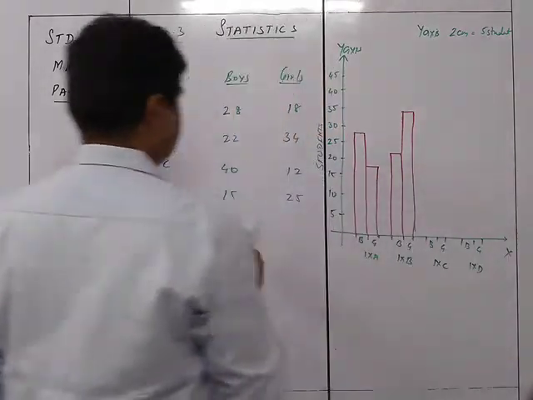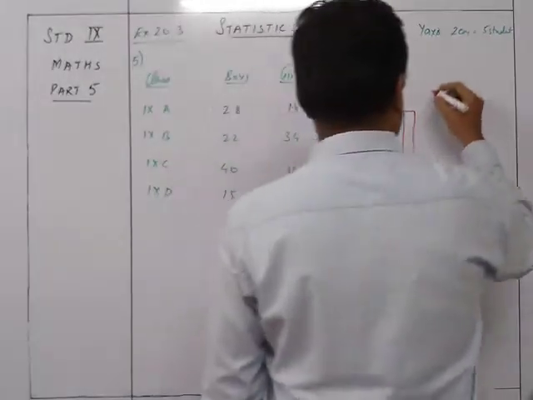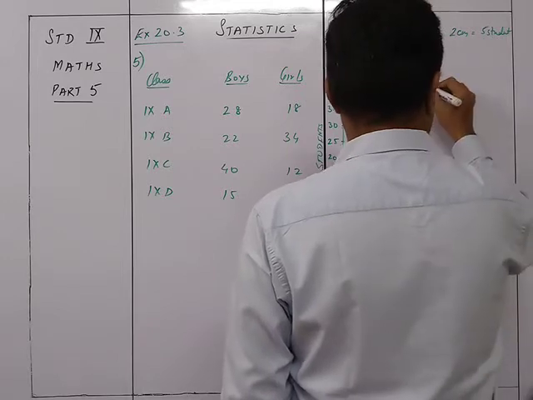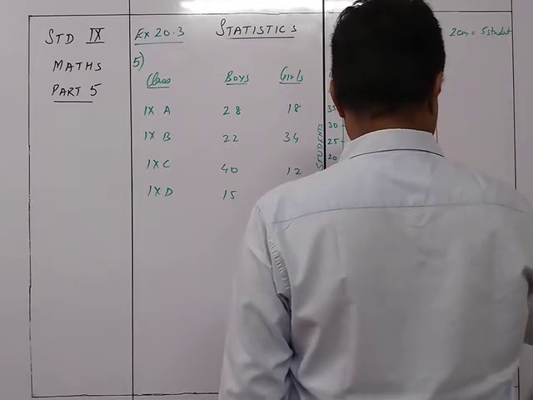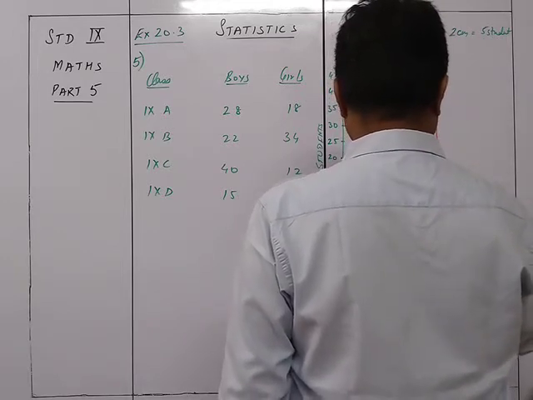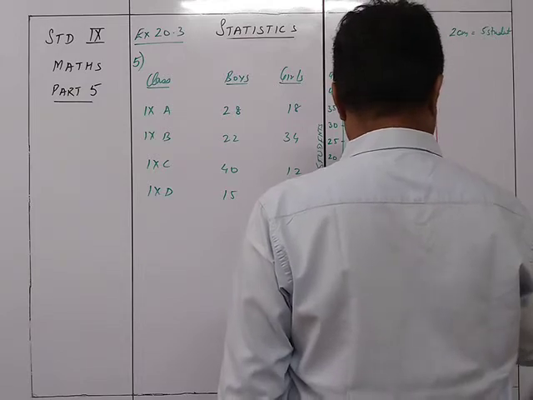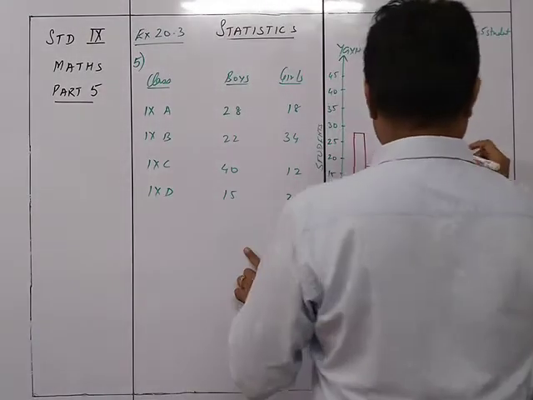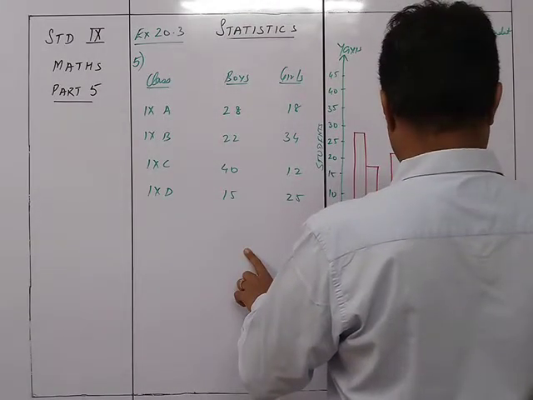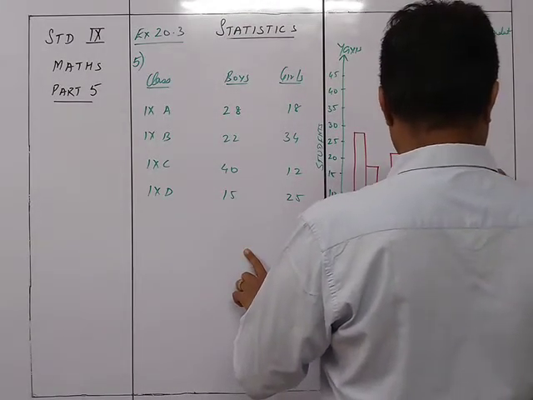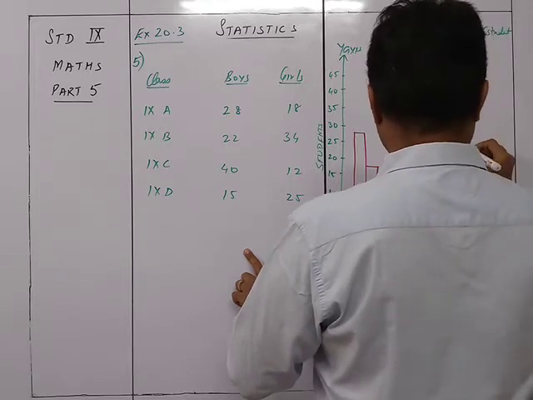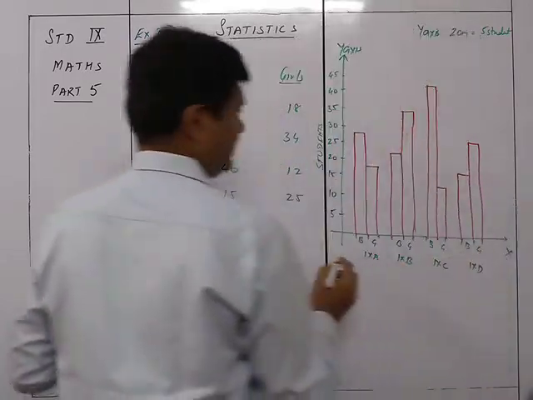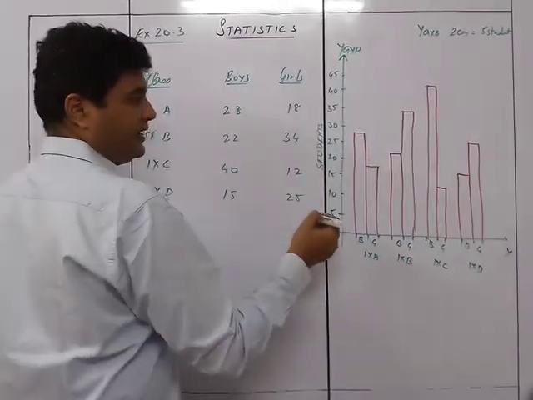Okay. The next is 40 and 12. So 40 exactly on 40. And 12 will be 4 above 10. 15, 25, yeah, they have got exact points. So 15 is this way. And 25 will be this way.